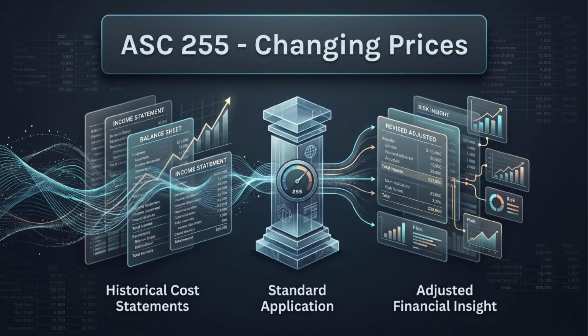In this episode, we are covering ASC 255 Changing Prices. This is a short topic, but it carries one very useful reporting idea. Financial statements may show historical numbers, while the economy around those numbers keeps changing.